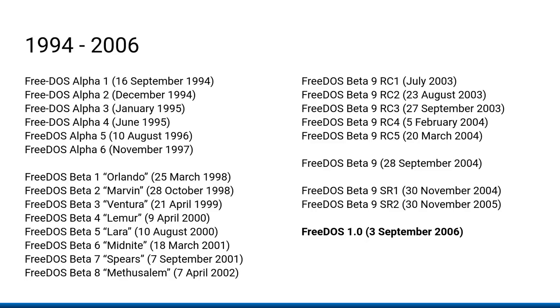And then in 2003, we started our slow crawl up to 1.0. We had these release candidates in advance of beta 9. We had beta 9 release candidate 1 all the way up through release candidate 4 over the process of about a year. And then we finally released beta 9 later that fall. From there, we were kind of happy with what we had, and so we had a service release 1 and service release 2 for beta 9 over the next year.